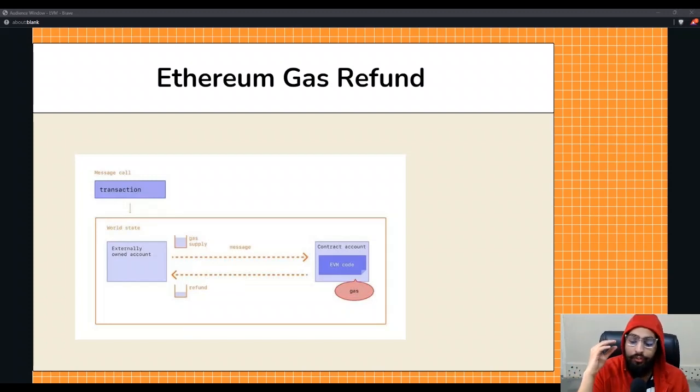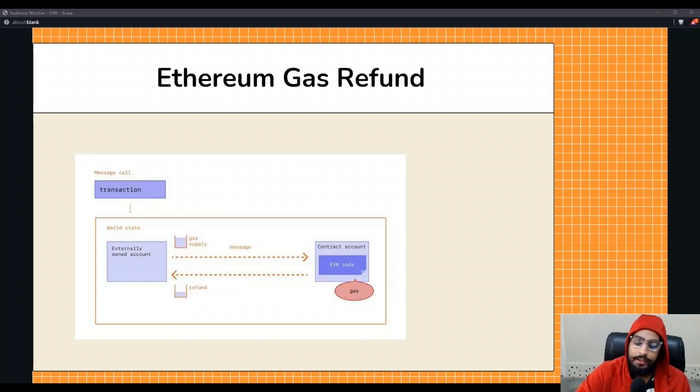With the introduction of the London hard fork, two aspects of gas refund have changed. First, the limit on how much gas can be refunded is lowered from half of the total transaction cost to one fifth of the total transaction cost. And second, the self-destruct opcode, which destroys and completely deletes the smart contract, cannot trigger gas refunds anymore, right? So these are the changes after the London hard fork.